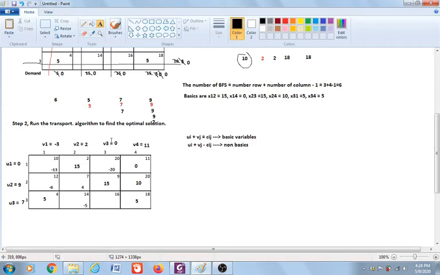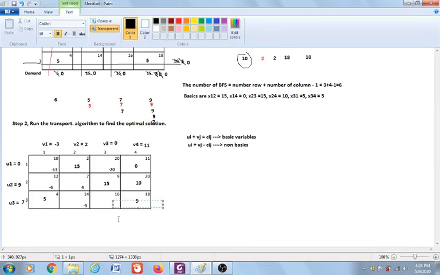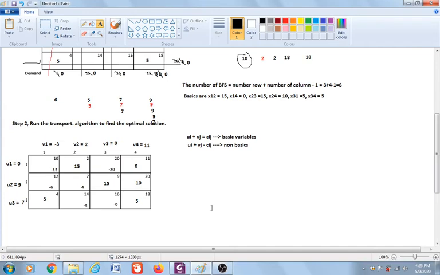7 plus 0, 7 minus 16, and it is minus 9. Okay. Now, when we have all Ui plus Vj minus Cij, which is this value, if all of them are negative or 0, then we will reach optimality. So I need to write it down here.